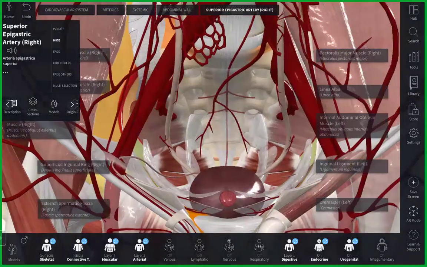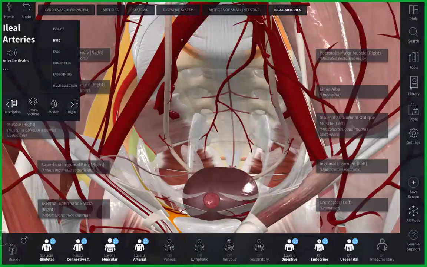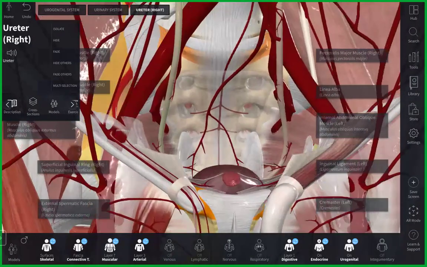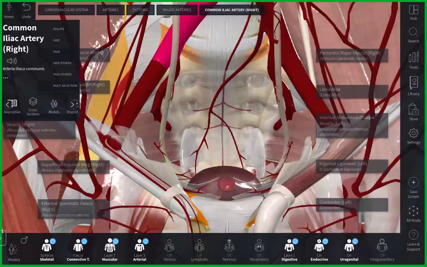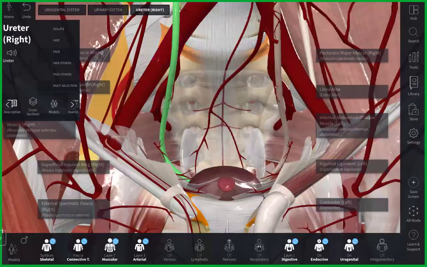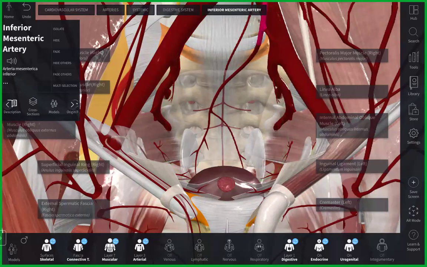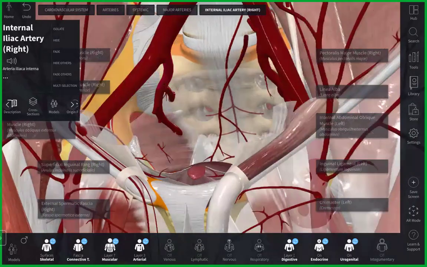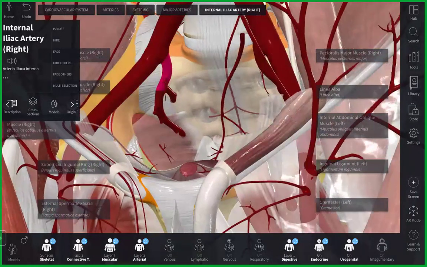So abdominal aorta will divide into common iliac artery. See, ureter will cross this common iliac artery. Okay, so here we have a constriction. We'll talk about that later because you cannot see constrictions here. So inferior mesenteric artery right now, we don't need that. So external iliac and internal iliac artery. Internal iliac artery will supply all your pelvic organs.